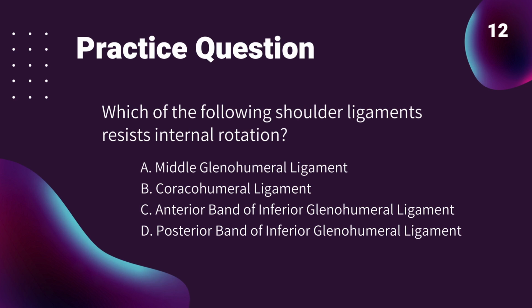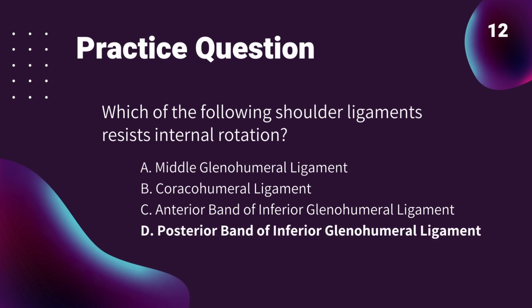This question is asking for which one resists internal rotation. With internal rotation, the convex humerus rolls anterior and slides posterior, so you're really looking for something that resists posterior translation. The middle glenohumeral ligament prevents anterior translation, so that's going to be for external rotation. B prevents excessive inferior translation, so that's going to be abduction. C, the anterior band of the inferior glenohumeral ligament prevents excessive anterior translation, so again, that's going to be for external rotation. But the posterior band is going to prevent excessive posterior translation, therefore it will resist internal rotation. So D, posterior band of the inferior glenohumeral ligament is the correct answer.